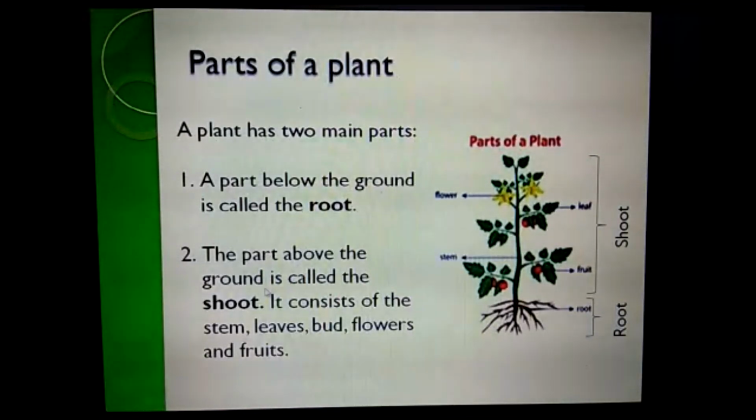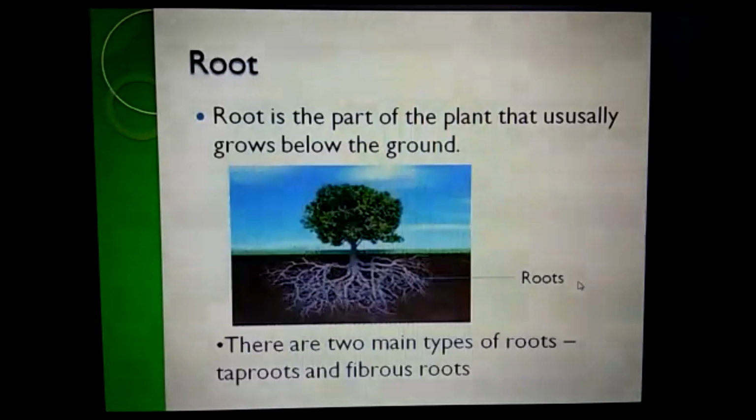And the part above the ground is called shoot. जो part plant का हमारा ऊपर होता है, ground से ऊपर होता है, that is called shoot. Shoot में क्या क्या आता है? It consists of stem, leaves, bud, flowers and fruits. These are all parts of the plant. So there are two main parts, root and shoot. You can see in the picture, root below the ground and shoot above the ground.